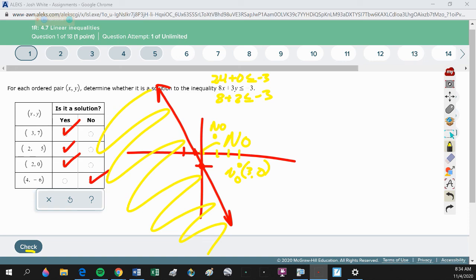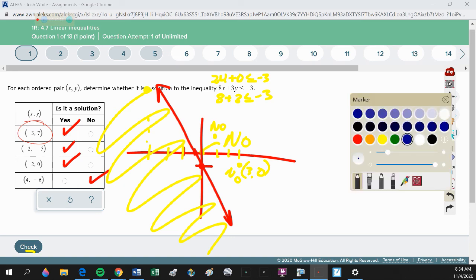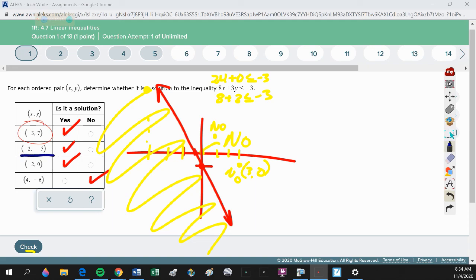Now let's check. Where is negative 3, 7? So negative 1, 2, 3, 7. That one was a yes. Let me switch colors. Okay. What about this one? Negative 2, negative 5. That one was a yes. Okay, this one, negative 2, 0. That was a yes. 4, negative 6. That one was a no.